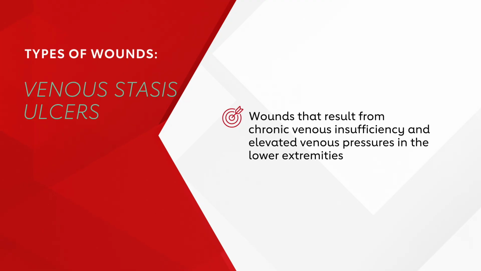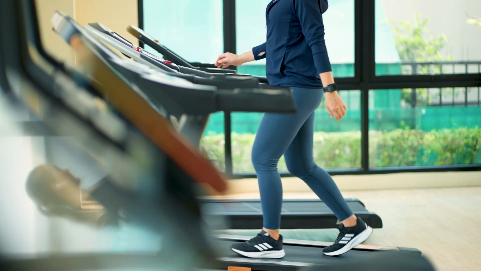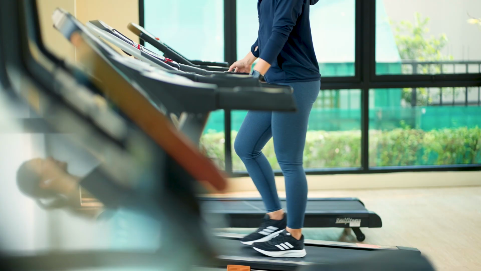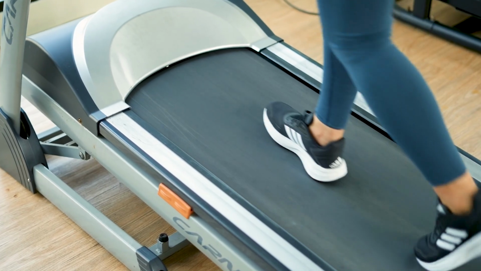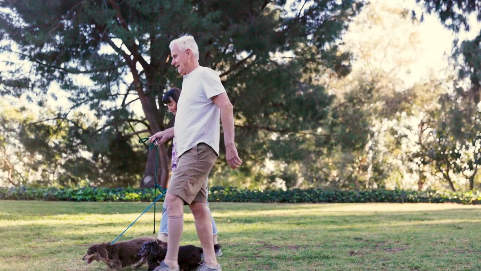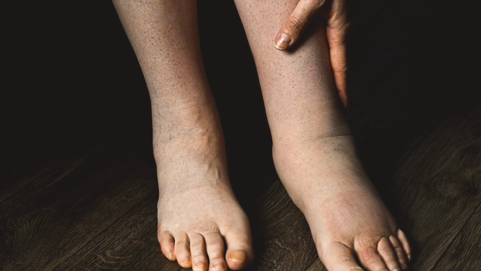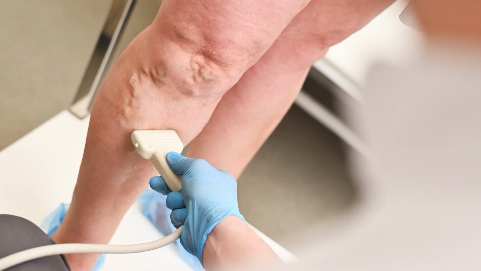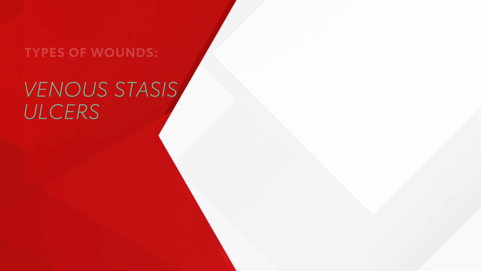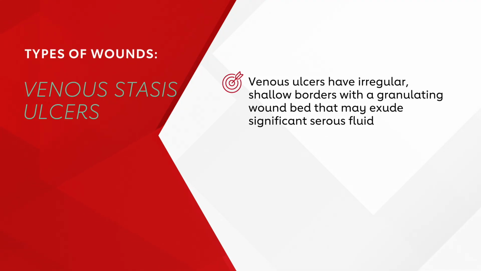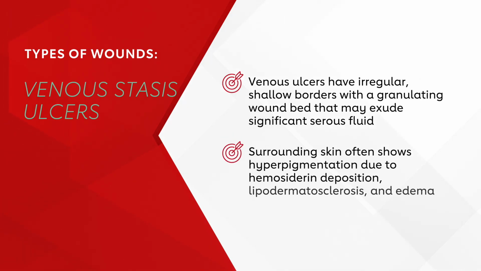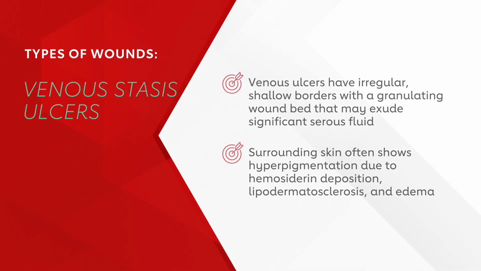Lastly, venous stasis ulcers are wounds that result from chronic venous insufficiency and elevated venous pressures in the lower extremities. They typically develop in the gaiter area, which is the lower third of the leg, especially around the medial malleolus. Unlike ischemic ulcers, these are generally painless unless infected, and patients often report a history of leg swelling, varicose veins, or prior deep vein thrombosis. On examination, venous ulcers have irregular, shallow borders with a granulating wound bed that may exude significant serous fluid. The surrounding skin often shows hyperpigmentation due to hemosiderin deposition, lipodermatosclerosis, and edema.